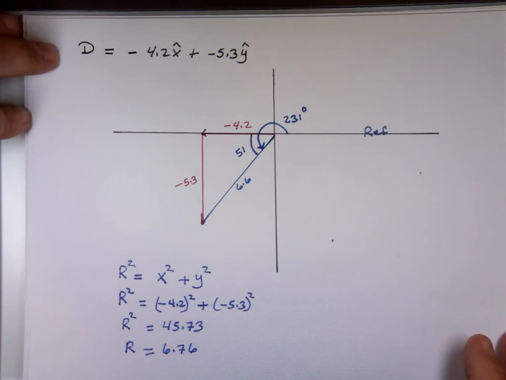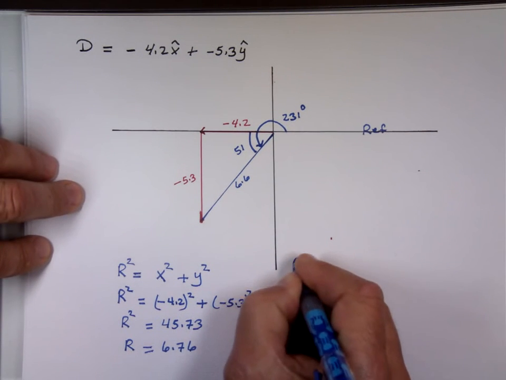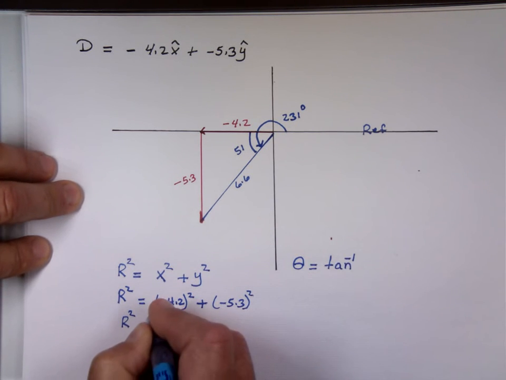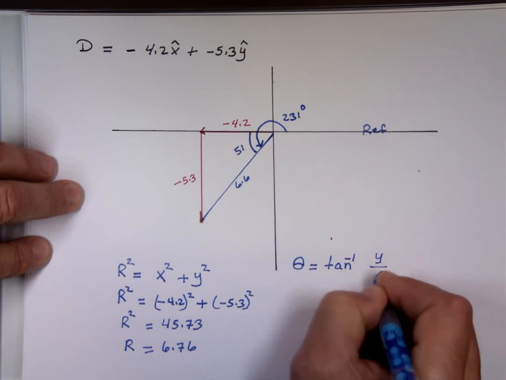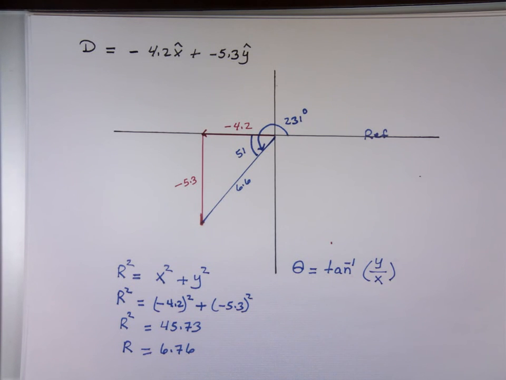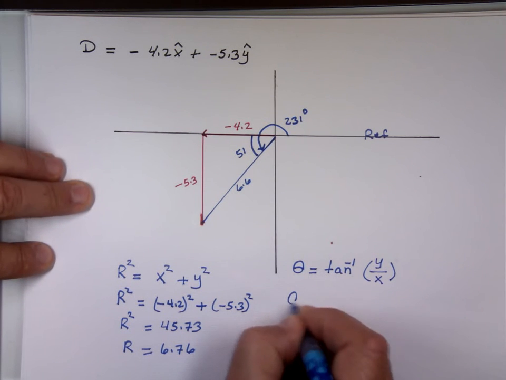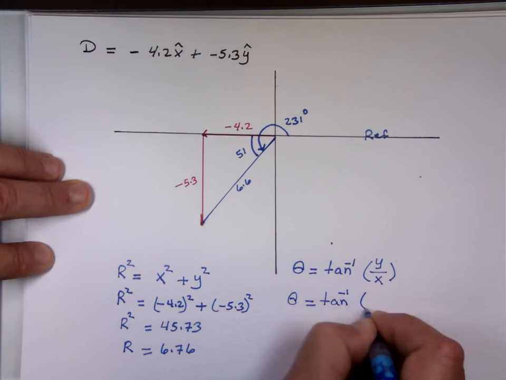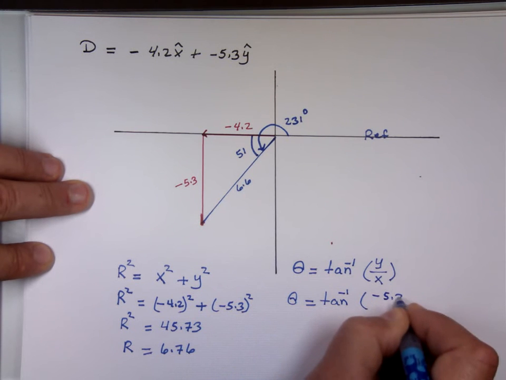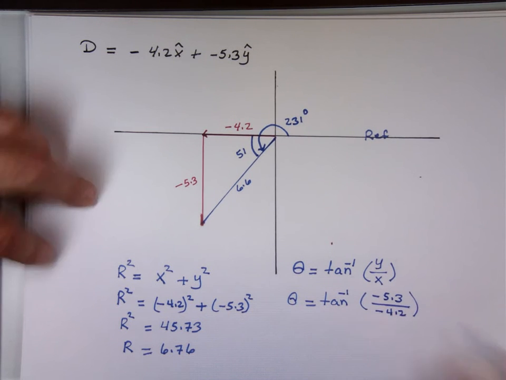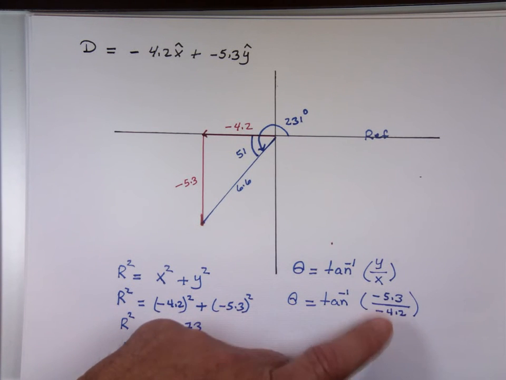And theta is going to be the inverse tangent of the y value over the x value. That's always the case. Always. So theta is going to be the inverse tangent. And what's the y value? Negative 5.3. What's the x value? Negative 4.2. Here's your problem. When you divide a negative number by a negative number, what's the result? Positive. The calculator thinks you're in the first quadrant.